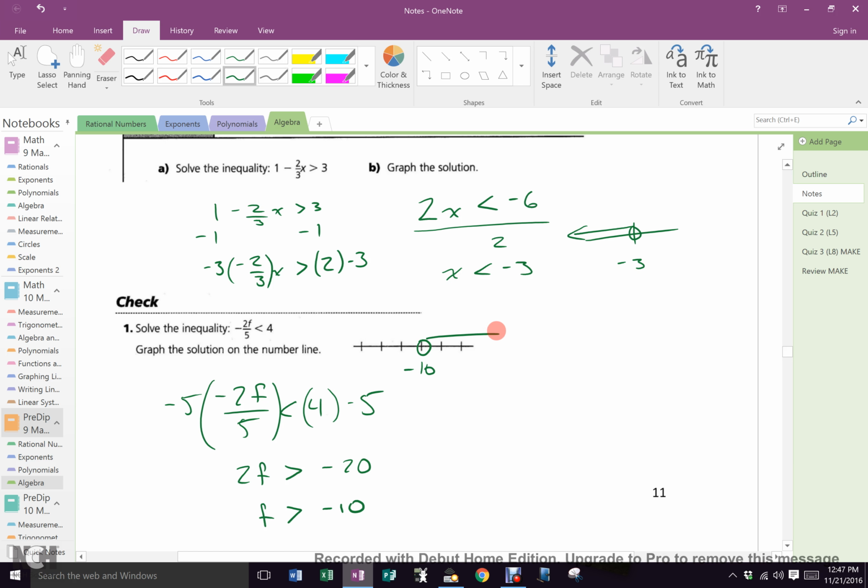Negative 10, that way. How do I check to see if it is right? With 0. Put in 0. Is 0 greater than negative 10? Yes. So 0 must be a solution, so our arrow must go over 0. Will that arrow eventually go over 0? Yes. Why? Because we so smart. Just like Jar Jar Binks.